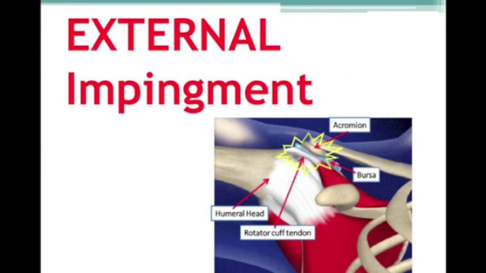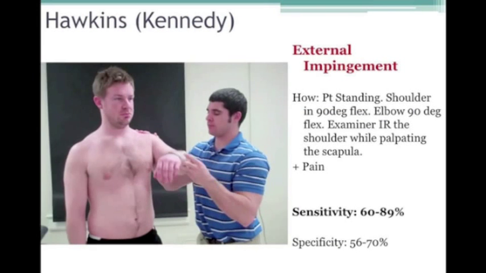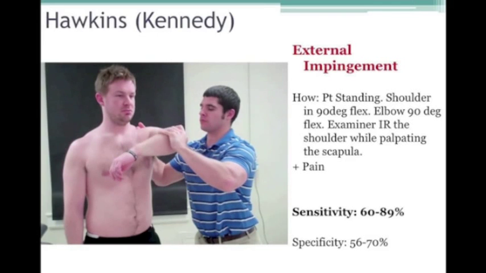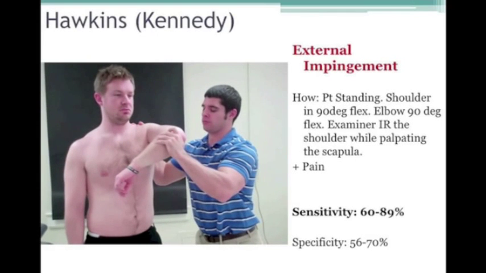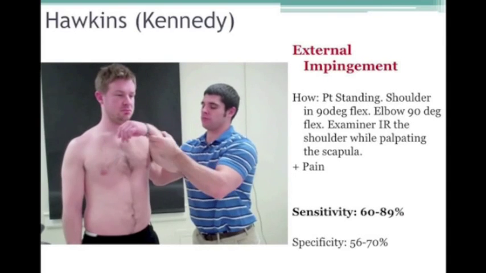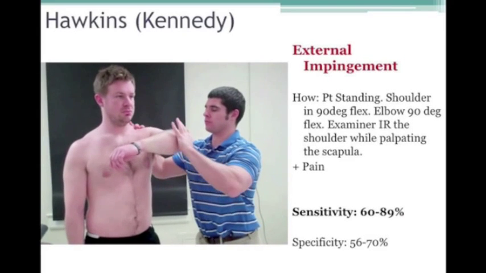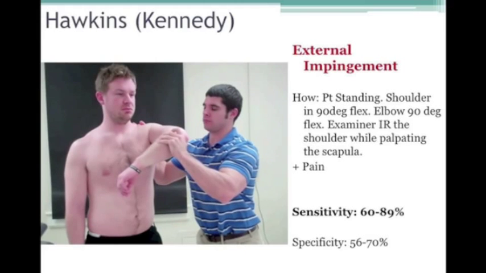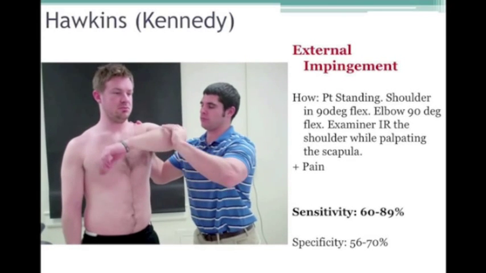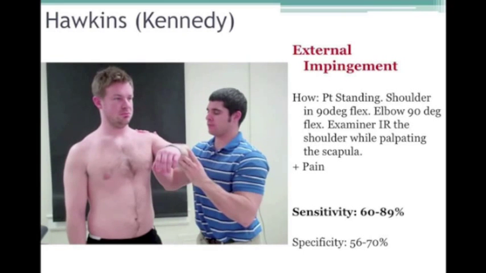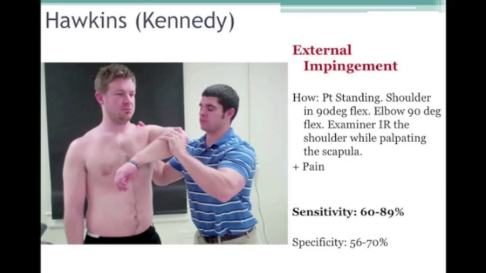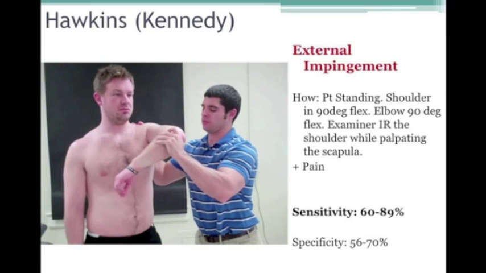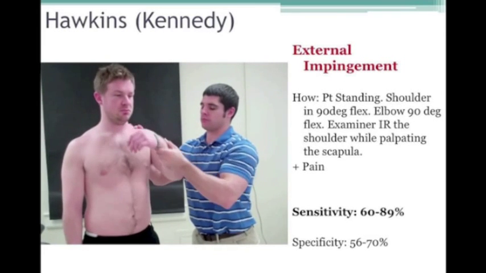External impingement. So this includes your subacromial impingement, your rotator cuff muscles, anything underneath the acromion, anything in the subacromial space. So this is our very well-known Hawkins-Kennedy external impingement test. Patient can be standing, also can be done in supine. The shoulder is in 90 degrees of flexion, elbow at 90 degrees of flexion, and the examiner internally rotates the shoulder while palpating the scapula. So the scapula can't move on this, we just need to move the humerus, basically banging it against the acromion, narrowing the subacromial space.